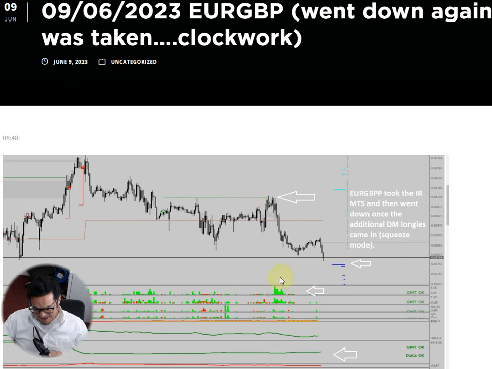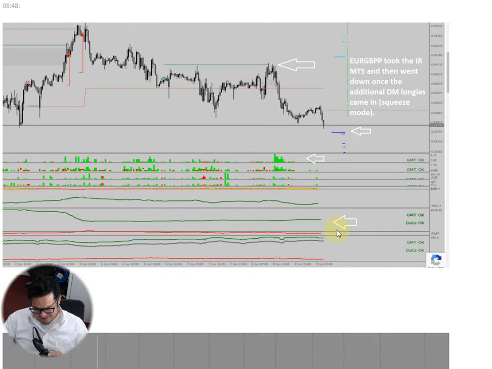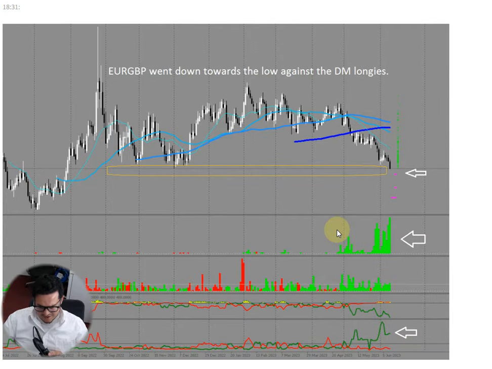Yeah, because longies come in thinking, oh, it's going to go up, and guess what? They took the target, they did what they needed to do, and then all the way down against the longies towards the stops. Okay? Here on the longer time frame of day chart, you can see it at 6:31.